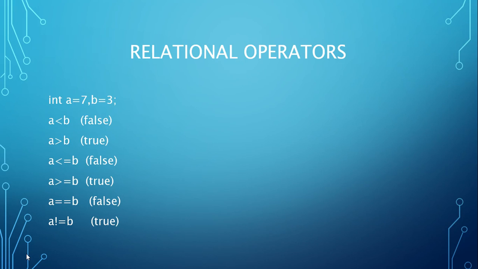Coming to the next set of operators, we have relational operators. These operators are used for comparison between two values. Here again you have a set of operators: less than, greater than, less than equal to, greater than equal to, and not equal to. For example, again I have two variables, two containers, one with the value 7 and the other with the value 3.